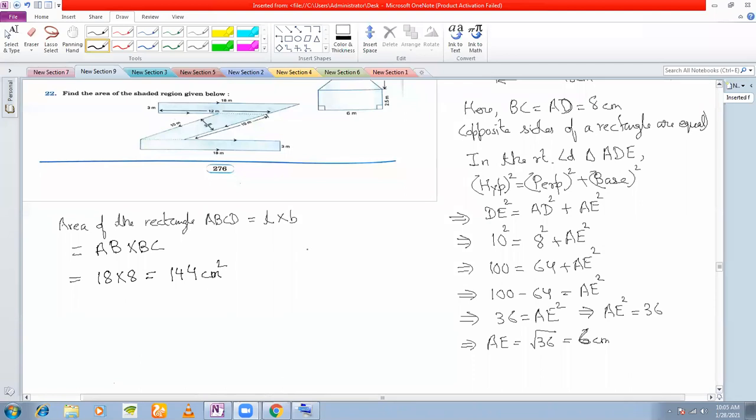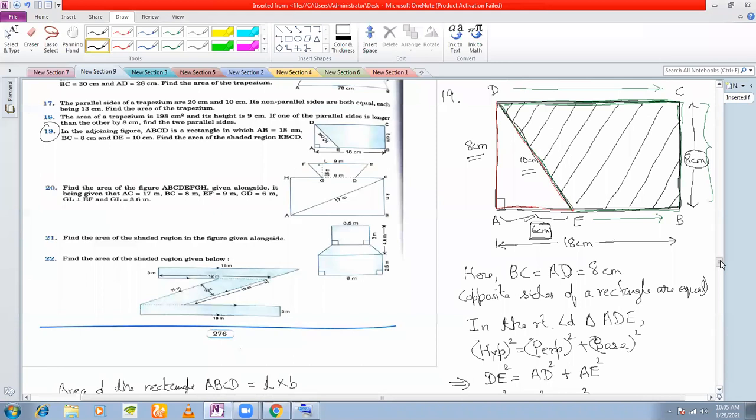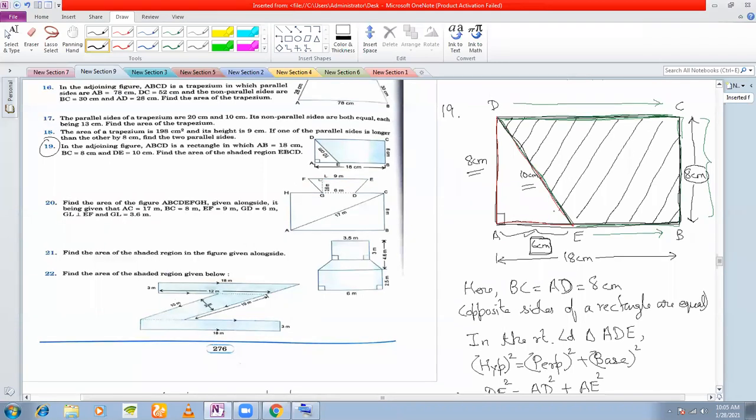Anyone saying something? Anyone want to ask something? Fine. We have found out the area of the rectangle. Let us now move on to find out the area of the triangle. Which triangle? This triangle ADE.